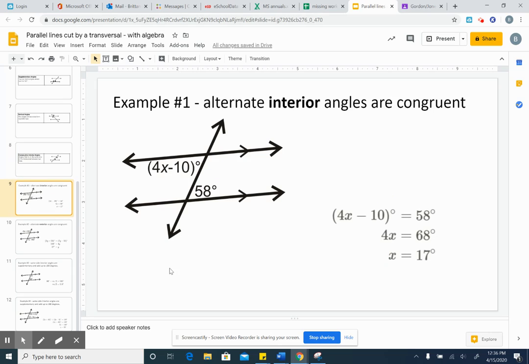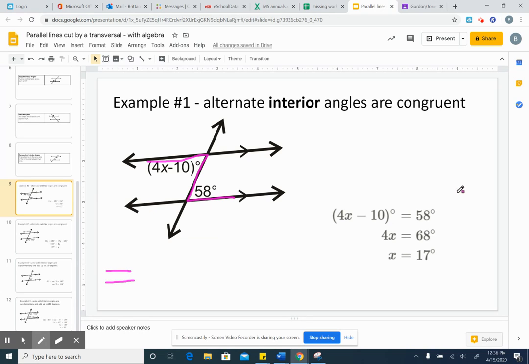Let's look at our first example. We have example 1 showing 4x minus 10 in one angle and 58 degrees in another angle. Well, we need to solve for x here. So first you need to figure out the angle relationship. Well, I can see that these angles are alternate interior. Again, I draw my capital Z. The angles are on the inside of that Z. So think about, what does alternate interior angles mean? Are they equal to each other, or are they supplementary? Well, the answer is that they're equal to each other.